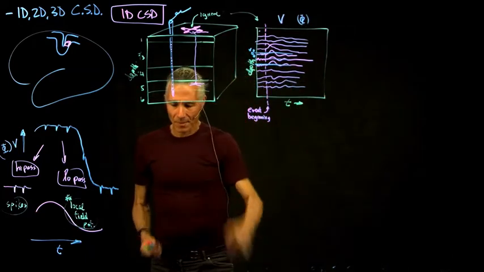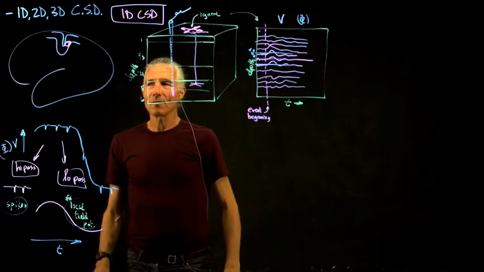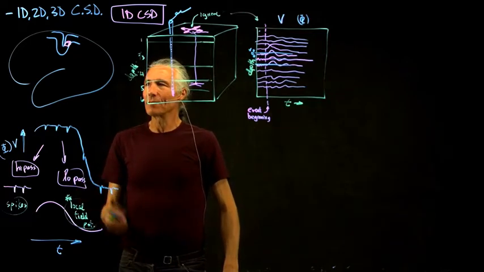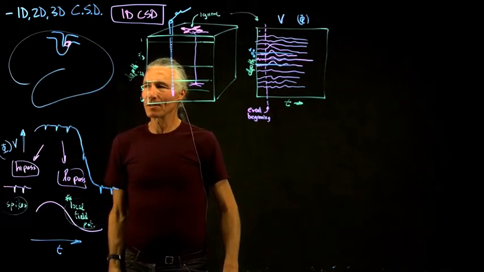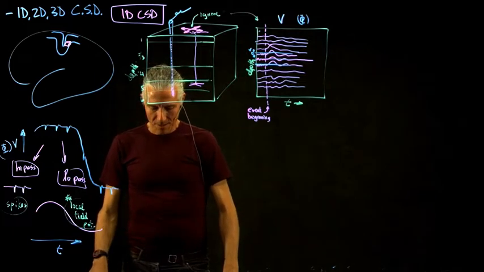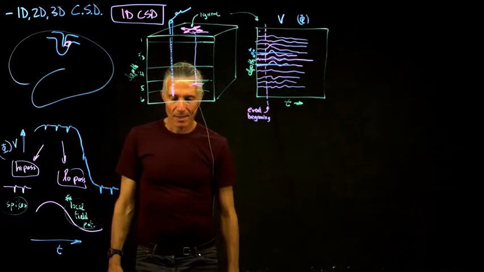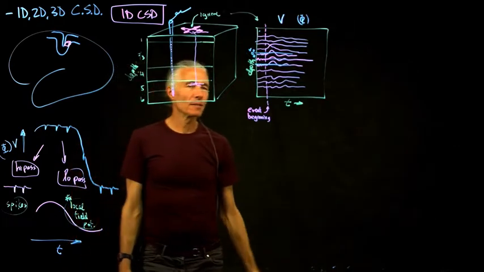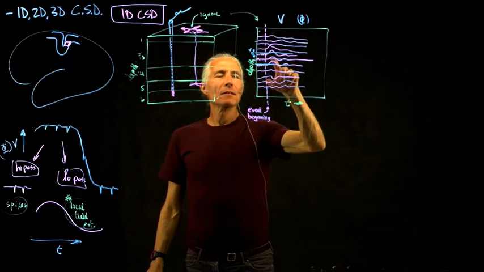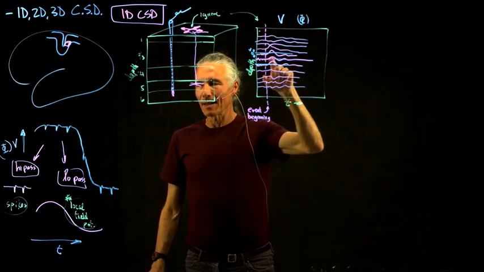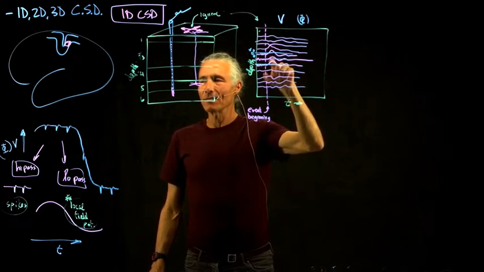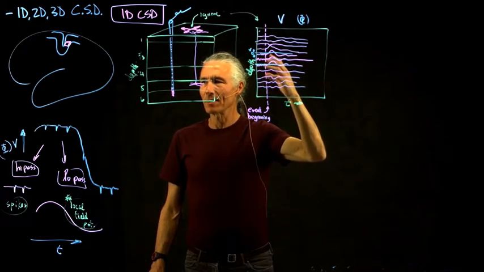So now what do we do? Now we need to calculate the current source density. And so what is the current source density? Well, it's just the potential at a particular point in time, subtracting off the average of the potentials of the neighbors. That's how we calculate the second derivative.